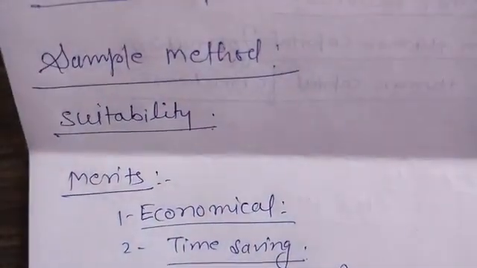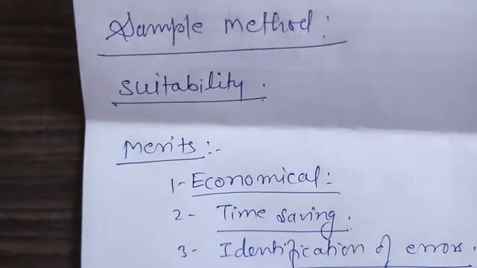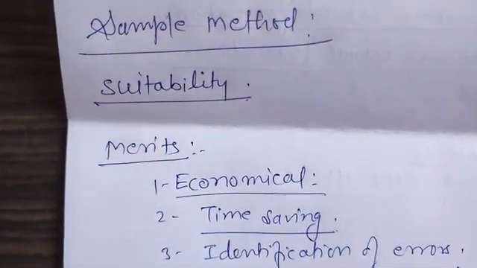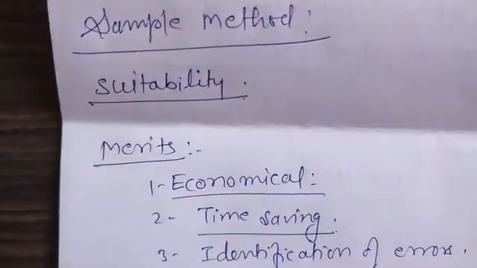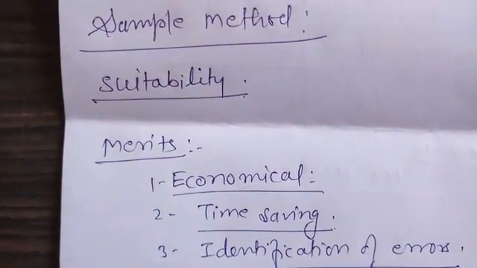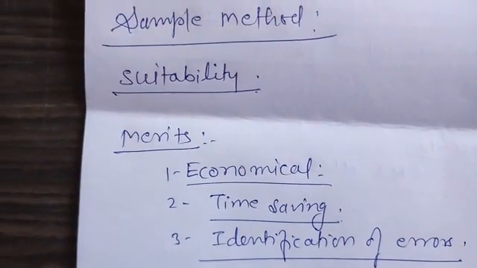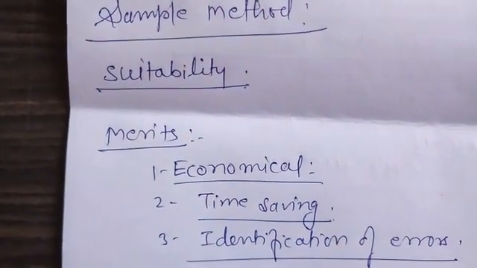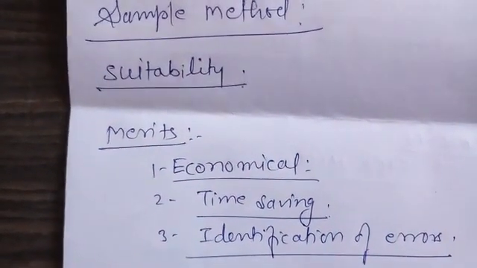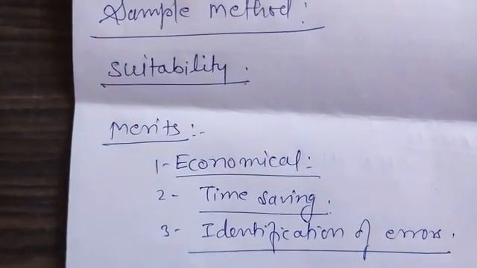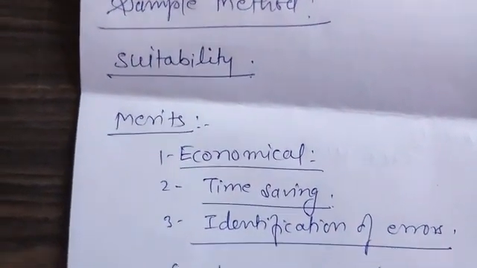Now we will know about the sample method. Sample method is widely used in our day-to-day life. A lady in the kitchen, for example, tests only a grain or two of the rice to know whether the rice is boiled or not. By examining only a few drops of blood, a doctor determines the blood group of a person.